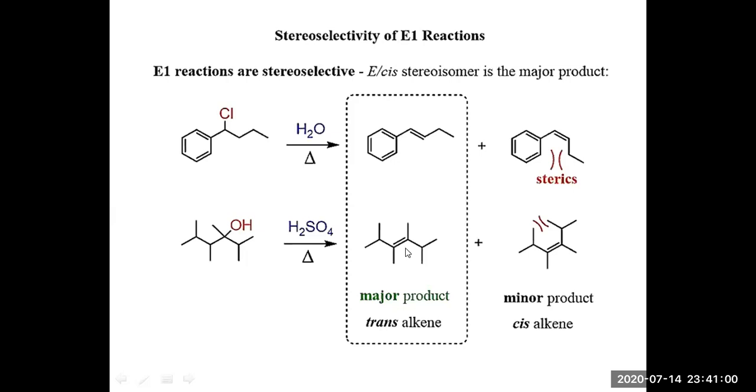Now what you find is that this also exists as cis and trans, but trans will be major and cis will be minor because this is a sterically crowded molecule. It is making it unstable and therefore this will be obtained as a minor product. So we will say that E1 is a stereoselective reaction.